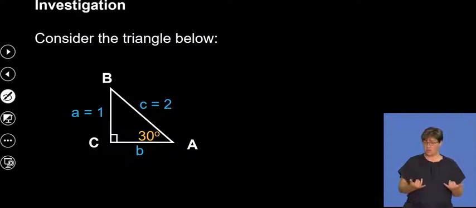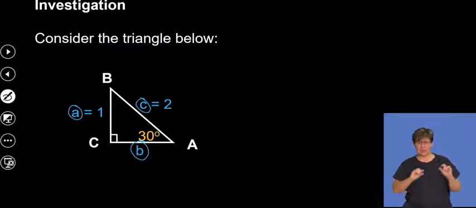Now, consider the triangle below, right? So you can see that I have the angle 30. I know what side A is. I know what side C is. Remember, the reason why it's A, C, and B is because each is the side opposite vertex A, vertex B, vertex C. So we name it according to that.